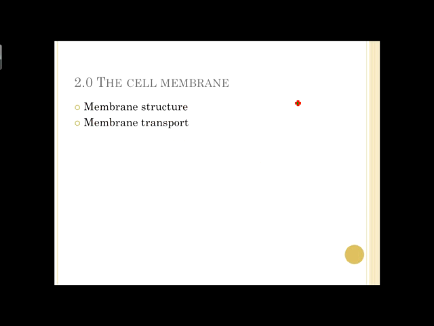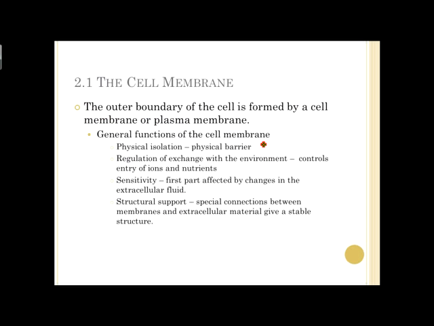The cell membrane: membrane structure and membrane transport. The outer boundary of the cell is formed by a cell membrane or plasma membrane. General functions of the cell membrane, and you need to look over these because this sounds like a pretty good test question. Physical isolation, or physical barrier, so you keep the outside out and the inside in. Regulation of exchange with the environment controls the entries of ions and nutrients.